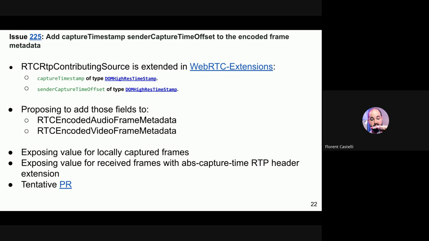On the sender side, we could expose those values that are captured locally, and there shouldn't be any problem doing that for most implementations, I believe. On the receiving side, it would only be if the RTP header extension has been negotiated and is attached to the received frames, then we would see them. There is a possibility to have interpolation of the values for all the intermediate frames that are received, just like is specified in the WebRTC extensions specification.